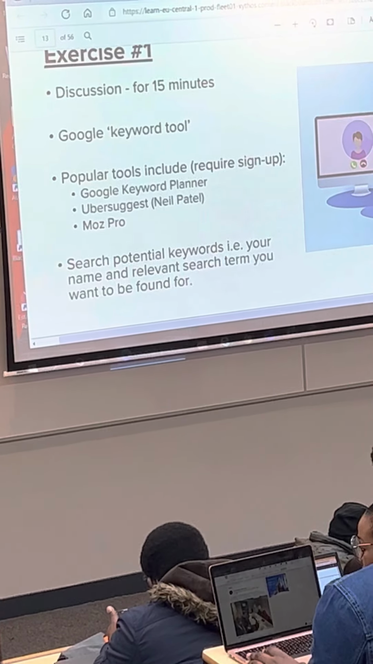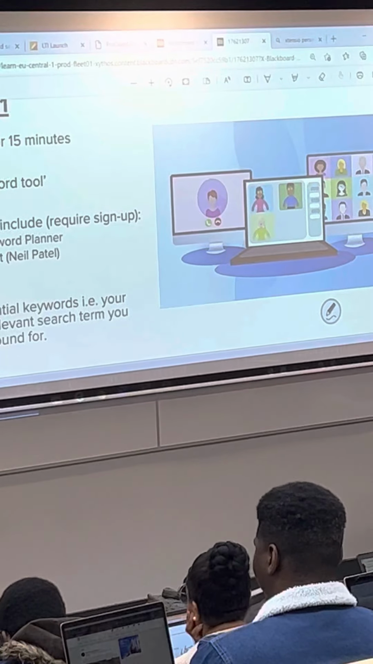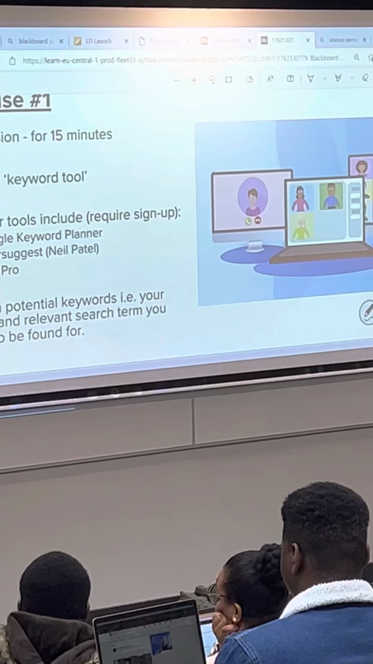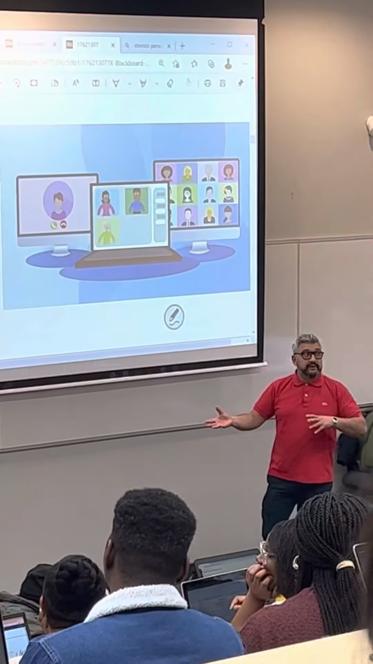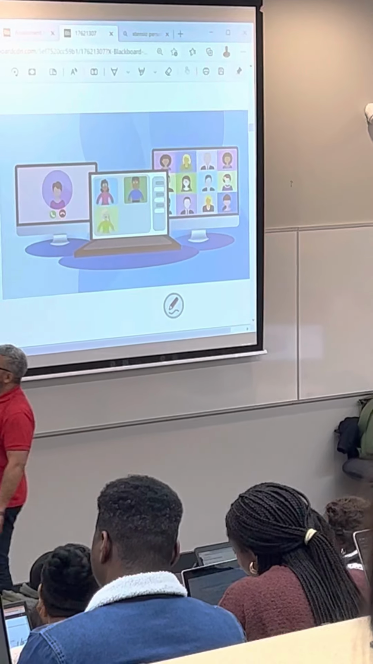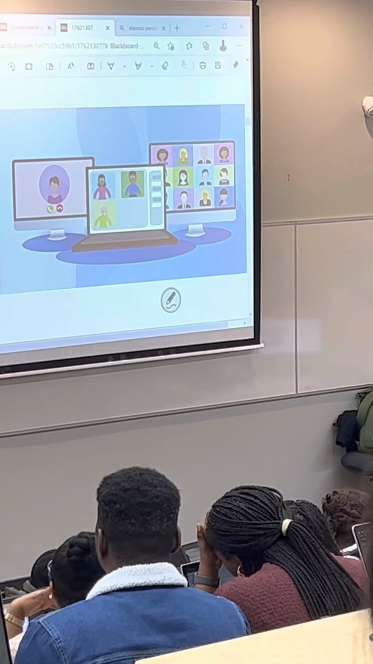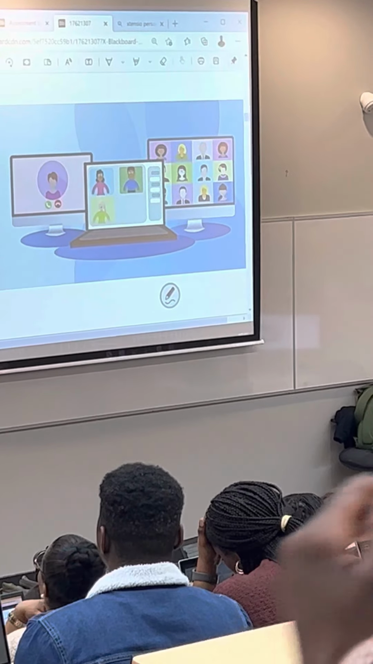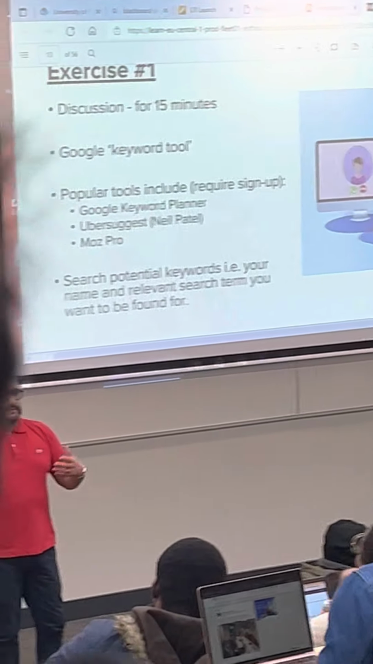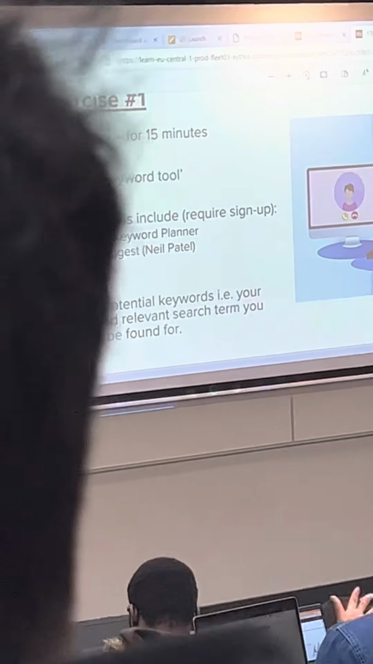Start discussing what you do. Last week, you were introducing yourself and the things you wanted to do. This time, we're going to take it one step further and talk about potential keywords that describe what we do, and then use one of these tools. Whoever's got a laptop, open up Google Suggest, Google Keyword Planner, or Moz Keywords, and use some of those phrases in.